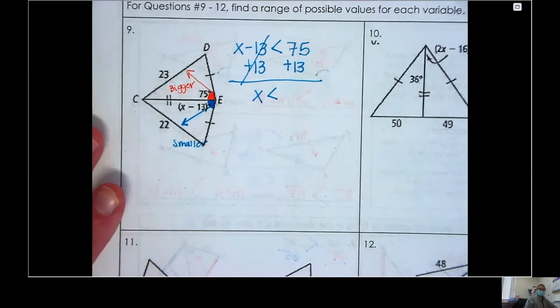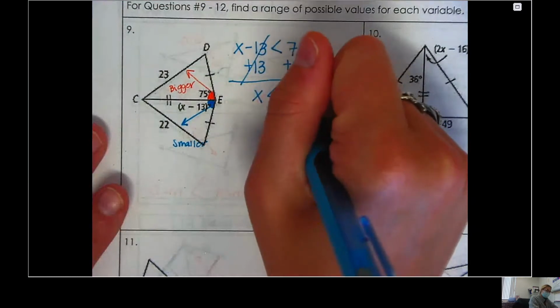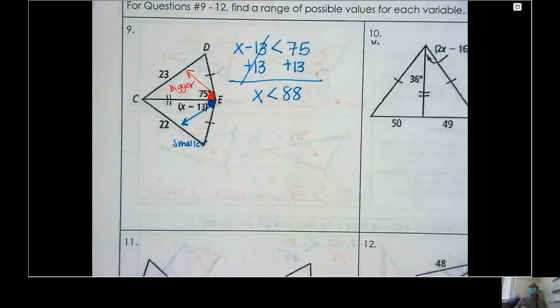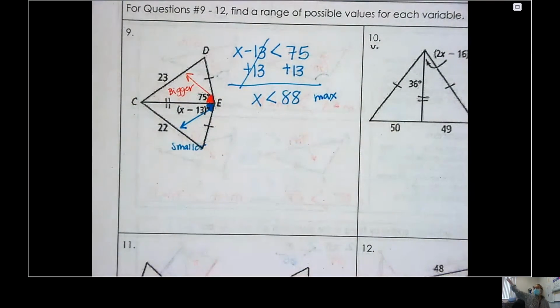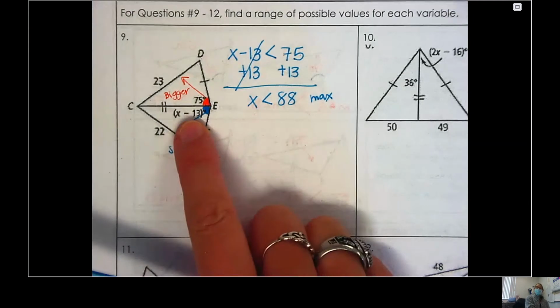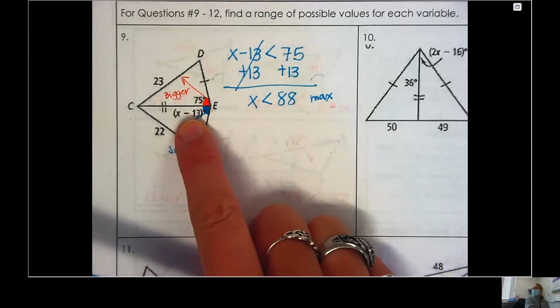What's 75 plus 13? 88. Okay. So the maximum value I'm allowed to have is 88. It has to be less than 88. Can't be any bigger than that. That's my max. Now, range means I need a maximum and a minimum. What kind of number are you not allowed to have for an angle or a side of a triangle? What kind of numbers don't make sense? Negatives, exactly.